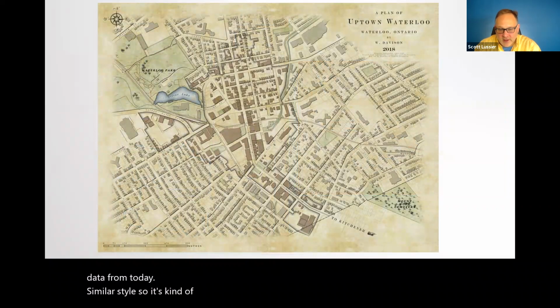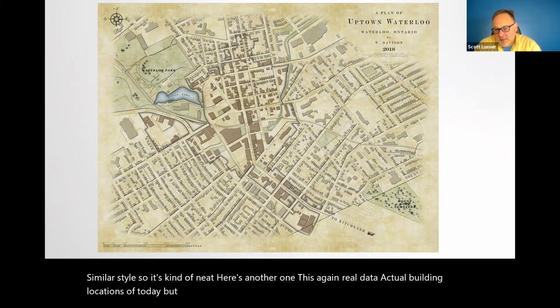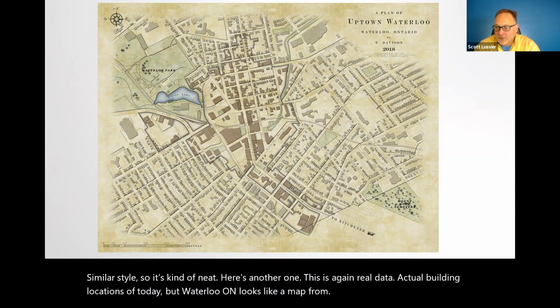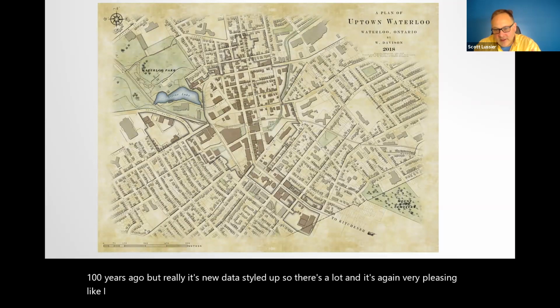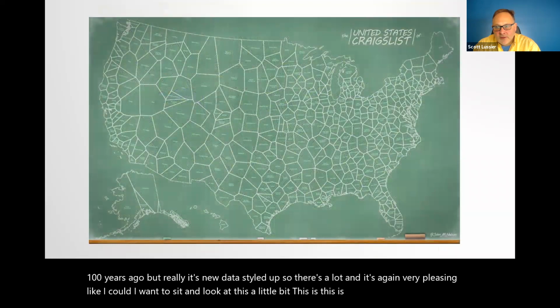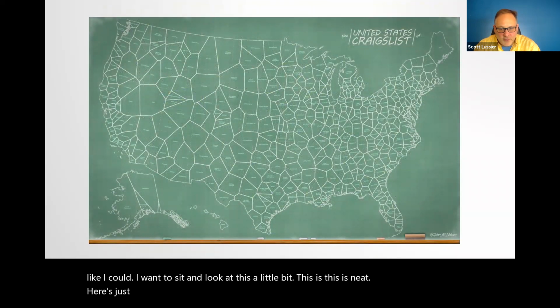Here's another one. This is, again, real data, actual building locations of today, but Waterloo, Ontario looks like a map from 100 years ago, but really it's new data styled up. So there's a lot, and it's, again, very pleasing. Like I want to sit and look at this a little bit. This is neat. Here's just a chalkboard, another fun one.